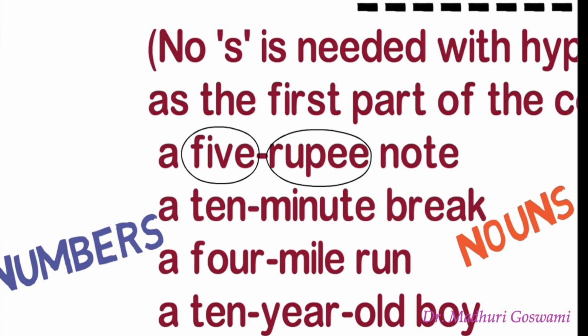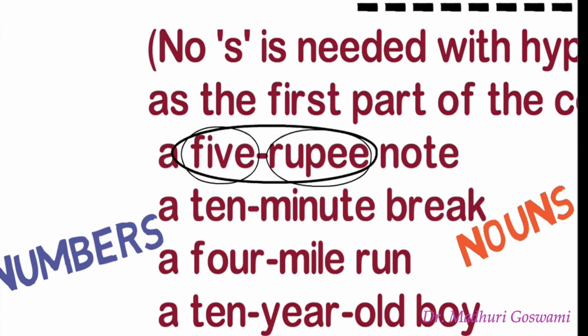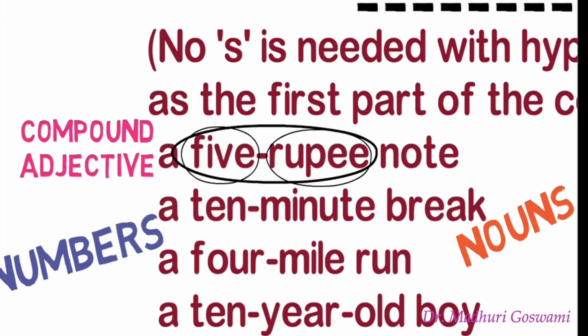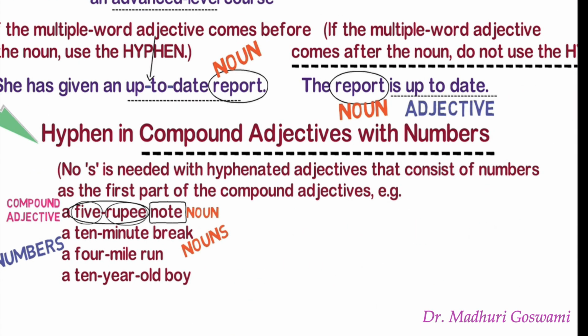Because both words, 5 rupee, function like a unit, like a single modifier or compound adjective to modify another noun. That is, note in this example. And please remember, this applies whether the number is written in words or in digits. परंतु यदि ये adjective without hyphen use किया गया हो, in that case we use the plural form.